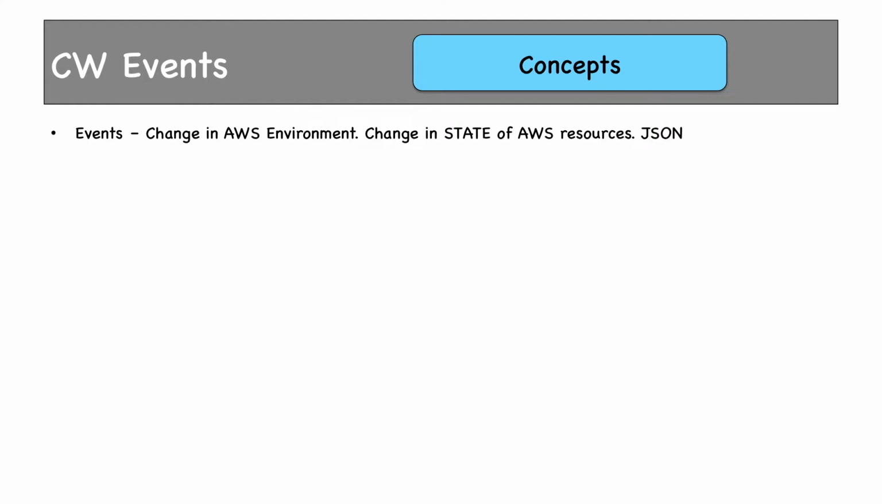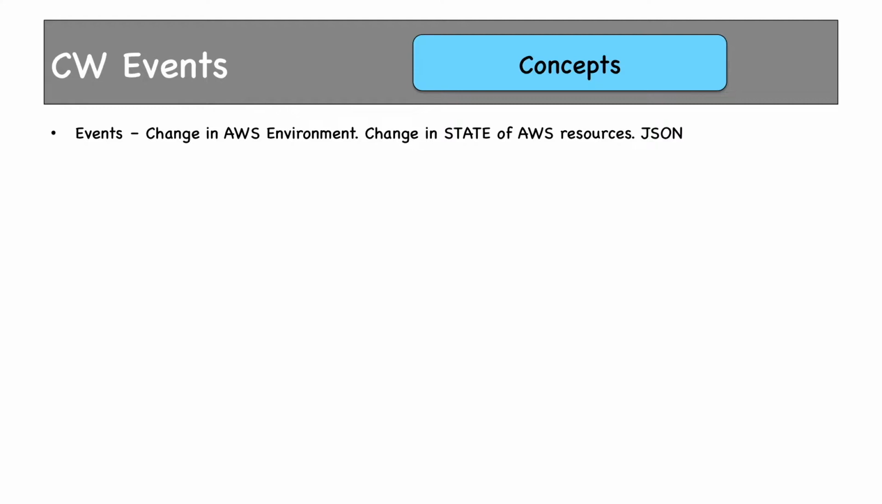For example, EC2 instance generates an event when the state of an EC2 instance changes from pending to running, or running to shutting down, or running to stopped. These are the different states of an AWS resource. In this case, I have just told you about EC2 instances.